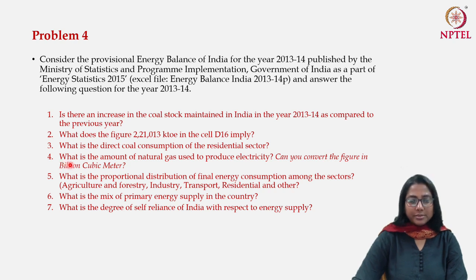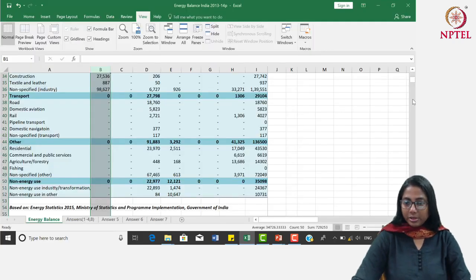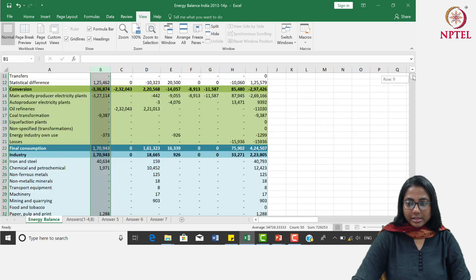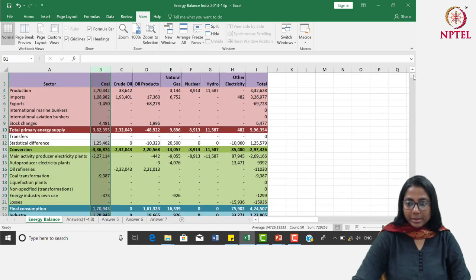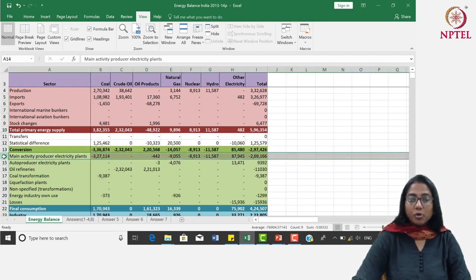Coming to the fourth question, what is the amount of natural gas used to produce electricity? So basically, let us again go to the conversion, because we are talking about the production of electricity, which is necessarily the conversion activity, and we look at row 4. So the question is, what is the amount of natural gas that is being used to produce electricity?